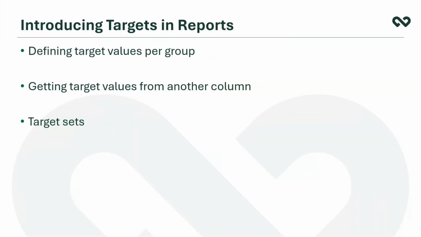So you can display actuals, targets, percentage achieved, and the difference directly on your report. This helps teams measure performance and stay focused on goals. There are 3 ways to measure targets: defining target values per group, getting the target values from another column, and target sets, which I'm not covering within this webinar, but they do allow general or specific targets based on time to be set.